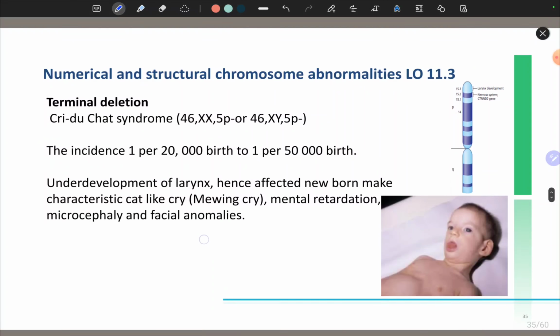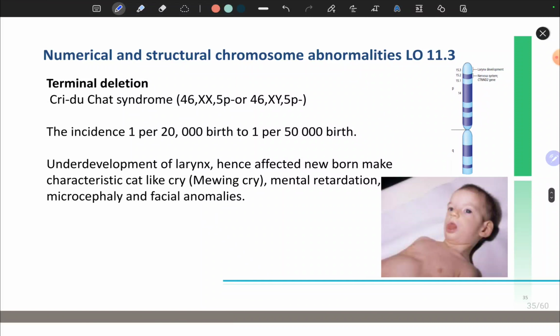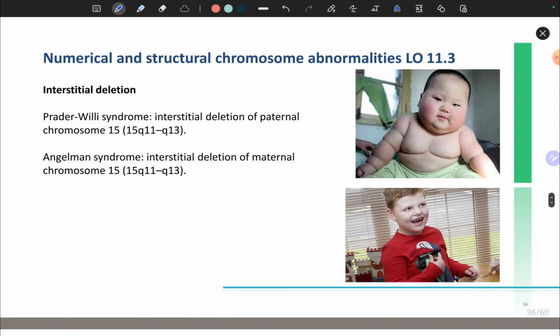Here we have 46,XX or XY with a 5p deletion, it can be female or male. Incidence is very low, 1 in 50,000, and this is the picture of this baby which has a mewing cry. So they call it Cri-du-chat. And also we have mental retardation and other things. This nice baby, he is abnormal.